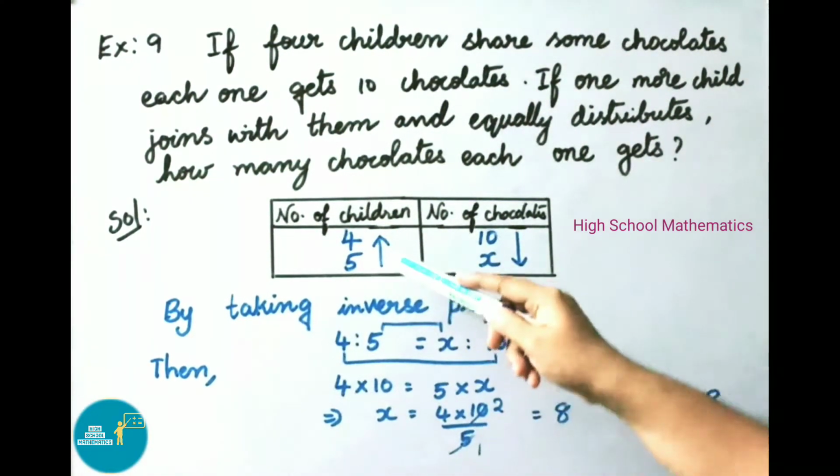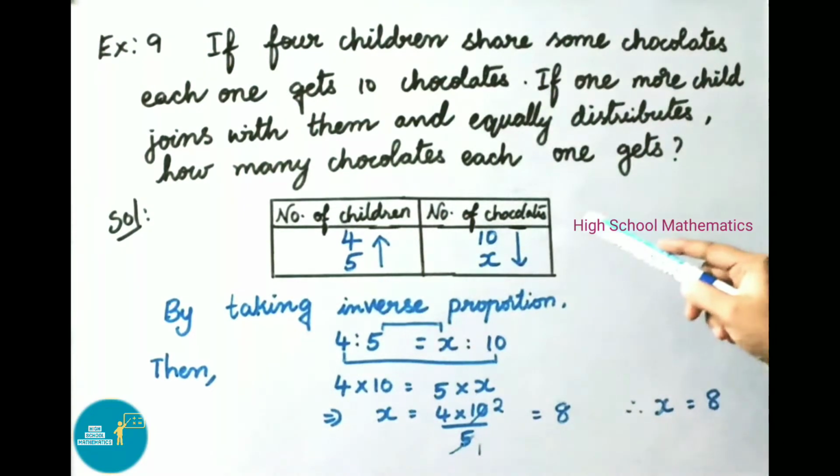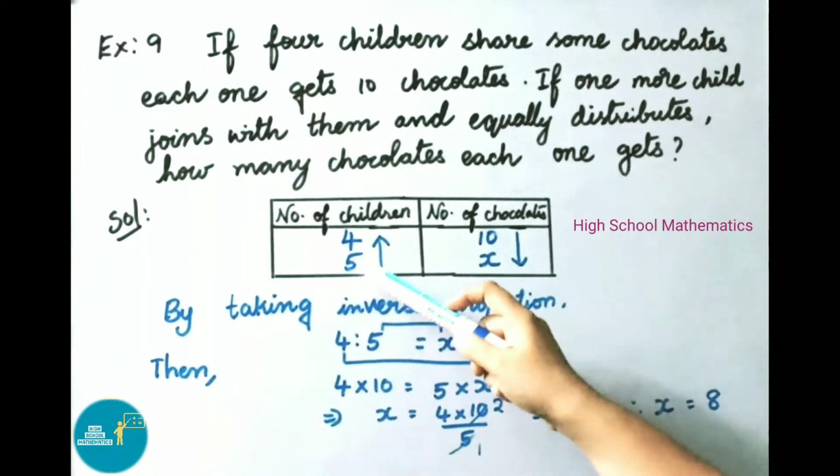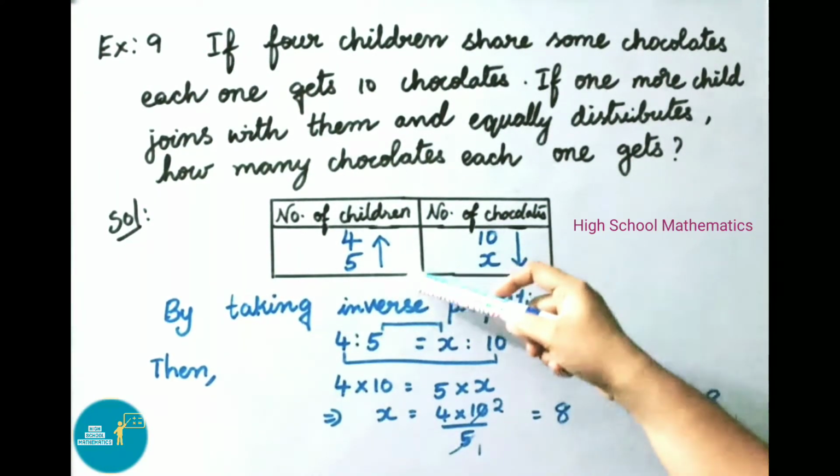Number of children first, there are 4 children. Number of chocolates, each child gets 10 chocolates. Now the number of children increased to 5. 4 plus 1, that is 5. Now there are 5 children.